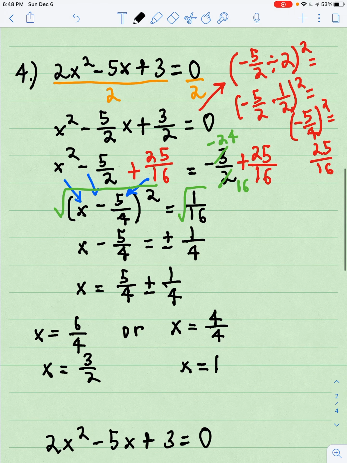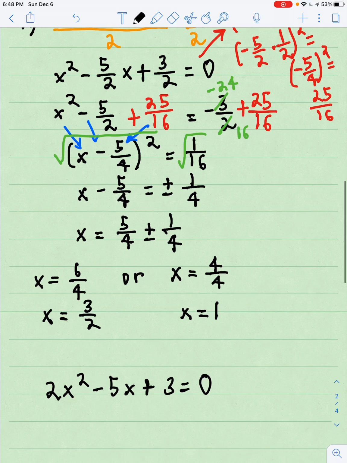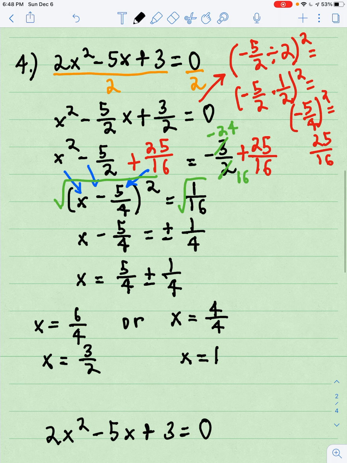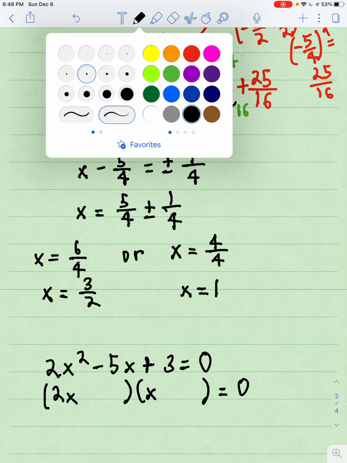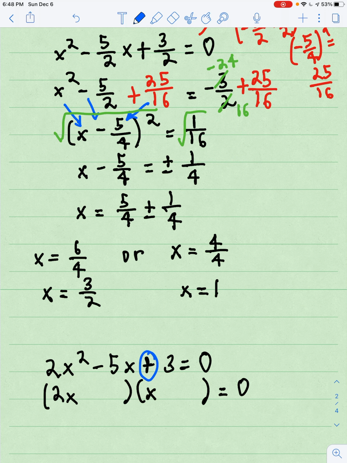Now, I want to show you that was a bunch of work. It's harder when b is not even or b is a fraction like this. And so I do want to remind you that's solving this quadratic equation by completing the square. But what happens if we had just tried to factor here? We'd have 2x and x. We need to put 3 and 1 in so that the sum is 5.